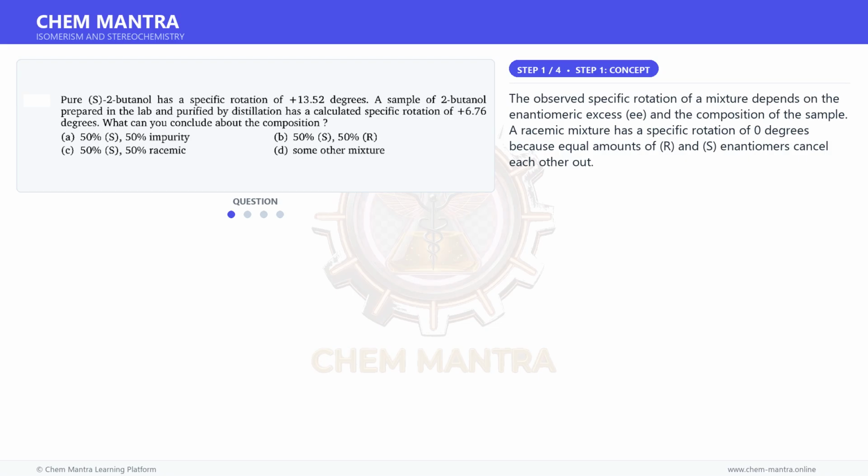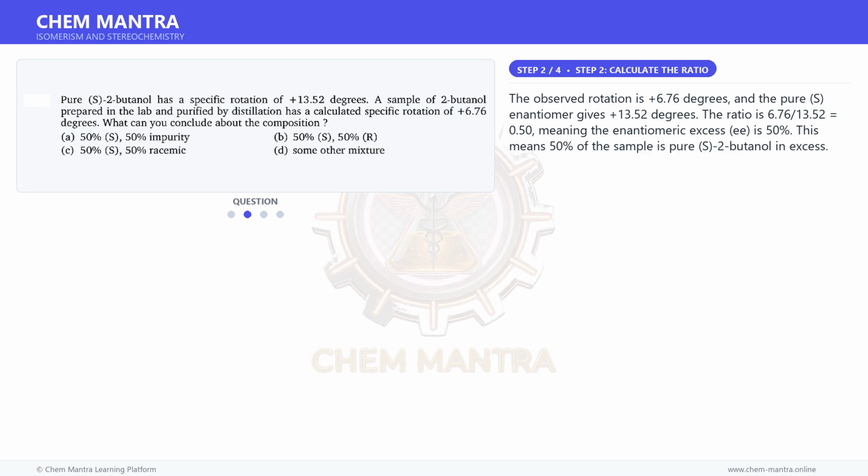A racemic mixture has a specific rotation of 0 degrees because equal amounts of R and S enantiomers cancel each other out. Moving on to the next step. The observed rotation is plus 6.76 degrees, and the pure S enantiomer gives plus 13.52 degrees. The ratio 6.76 over 13.52 is equal to 0.50, meaning the enantiomeric excess, E, is 50%. This means 50% of the sample is pure S-2-butanol in excess.